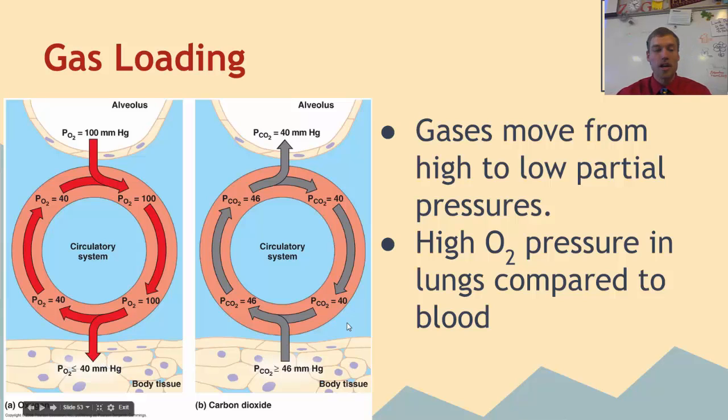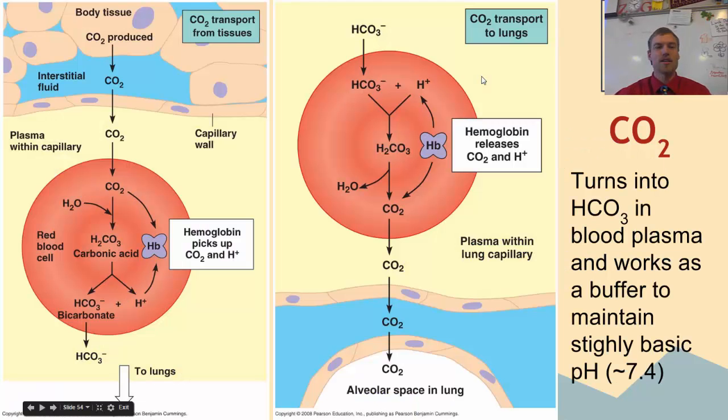Carbon dioxide works the exact opposite way. Carbon dioxide has a higher partial pressure in the body tissue than it does in the circulatory system. The circulatory system then goes to the alveolus. There's a higher partial pressure of carbon dioxide in the circulatory system now than there is in the alveolus. So it drops off the carbon dioxide in your alveolus, and then you breathe it out. Now, the way that CO2 actually gets moved around is a little different.